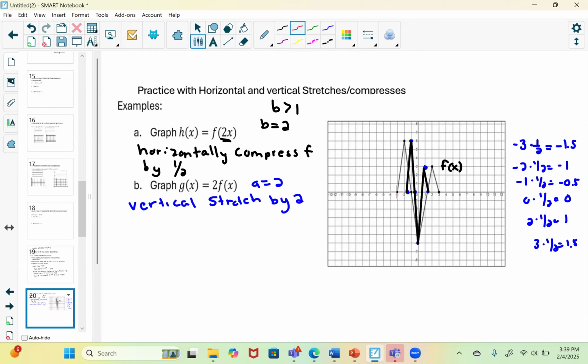This y value is 0, so it doesn't change. This y value is 6. I'm going to multiply it by 2, which gives me 12, so I'm going to have to extend my graph. That goes all the way up to here, that's 12. I'm ignoring the other one that I just drew. Sorry. Okay, here was 0.